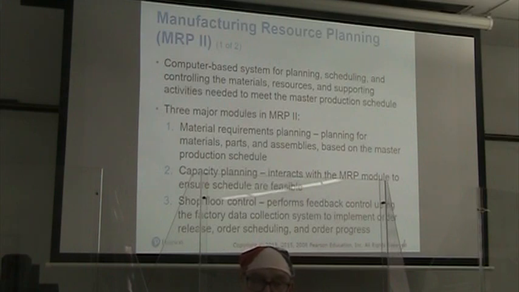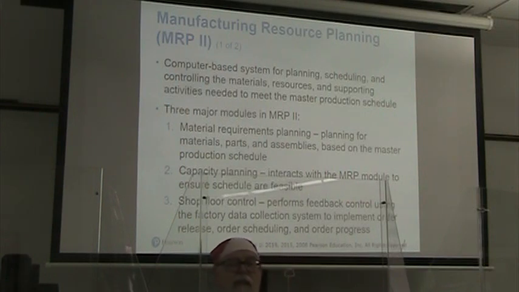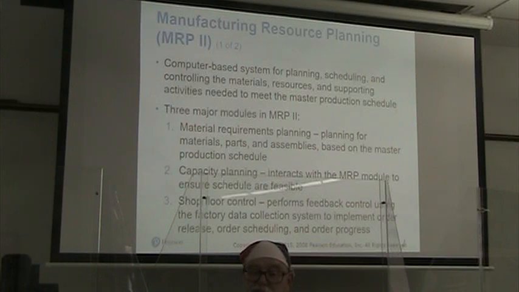All right, we talked about manufacturing requirements planning. Now we're going to talk about manufacturing resource planning, which is known as MRP2. This is a computer-based system for planning, scheduling, and controlling our materials, resources, and our supporting activities that we need to meet the master production schedule.